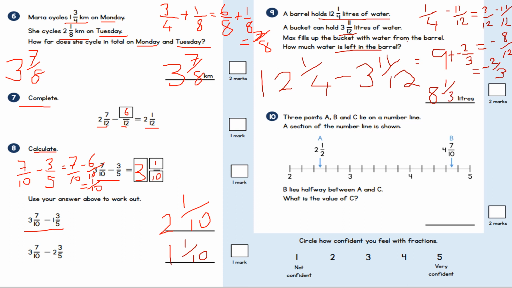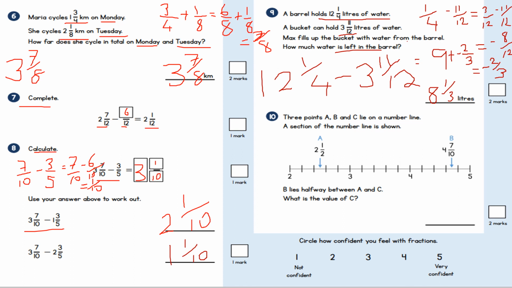And that's my answer. Okay. The other method, which is the most common method, is to change it to top-heavy fractions or improper fractions and then do the subtraction there. Okay, but this method also works. So I did 12 take away 3, which is 9, and then I did a 1/4 take away 11/12. That gave me a negative answer. So I did 9 plus the negative answer. 9 plus minus 2/3 is 9 take away 2/3, which is equal to 8 1/3.